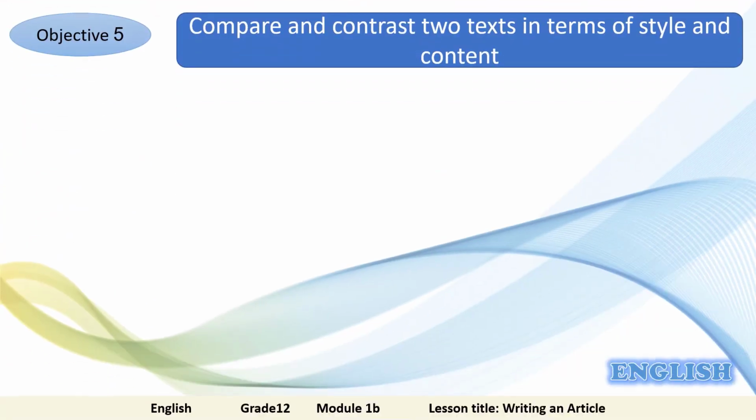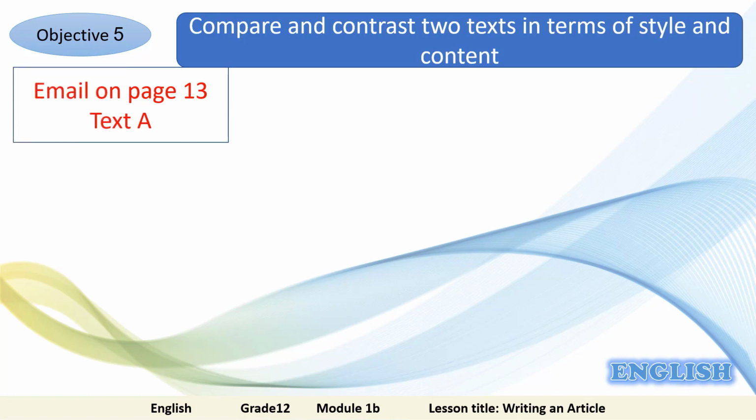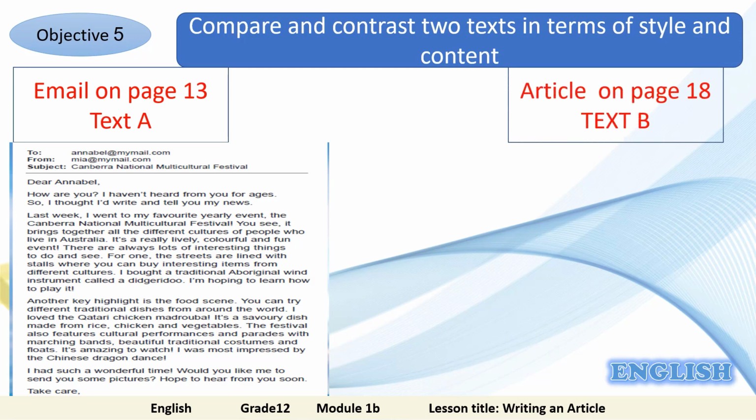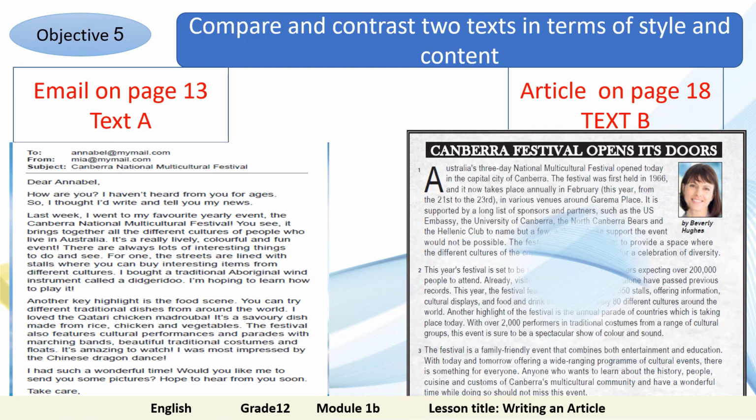Now we come to our final objective, which is to compare and contrast two texts in terms of style and content. In other words, find the similarities and differences between the two texts. What are the two texts? The first one is the email we tackled before on page 13. Second one is the one we're dealing with right now, which is an article on page 18.